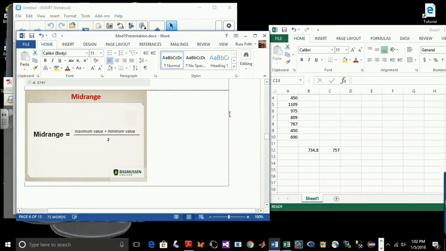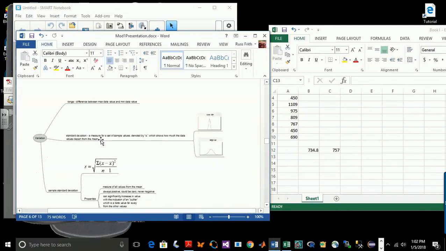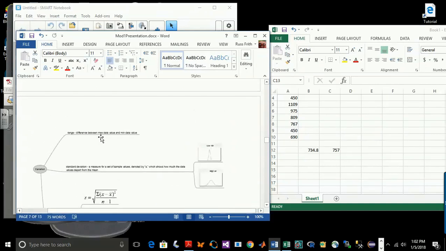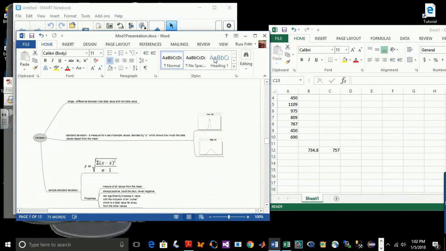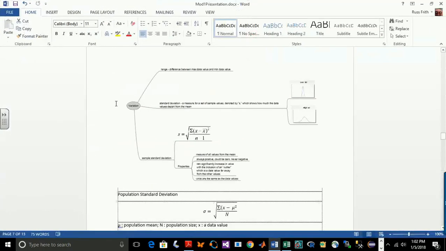So the mid-range of a set of numbers is the maximum value plus the minimum value divided by 2. Now let's talk about variation. A range is the difference between the max data value and the min data value. Okay, that's one indication of variation.